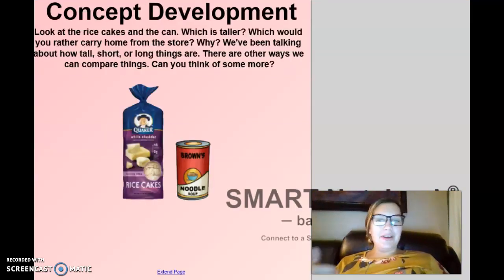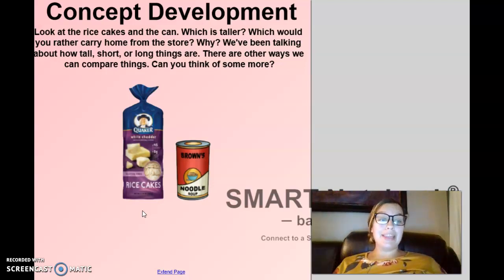Great job. All right, so we are ready to dive into today's lesson. I want you to look at the rice cakes, which are here, and the can. Which is taller? Okay, this is taller. And we've been talking about how tall and short things are. There are other ways we can compare things, and that's how heavy or light they are.